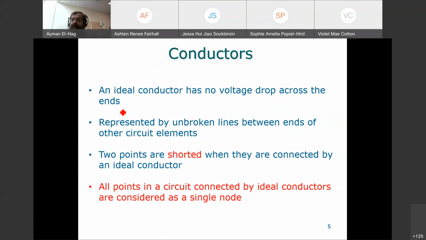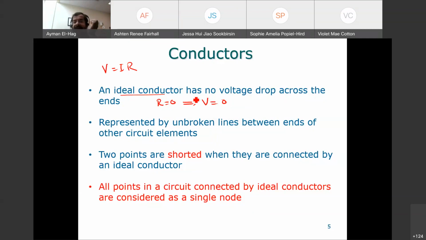Conductors. An ideal conductor has no voltage drop across the ends. Now, we know that the voltage is equal to I times R. An ideal conductor means that your R is equal to 0. Hence, the voltage is equal to 0. So there is no voltage across a conductor. Whenever a current goes through the conductor, there is no voltage drop.